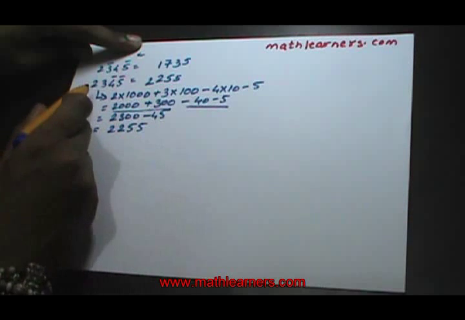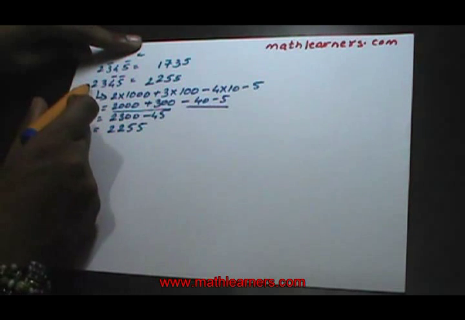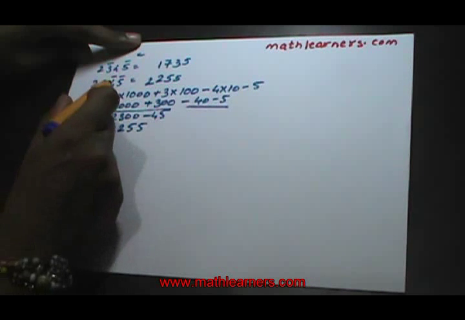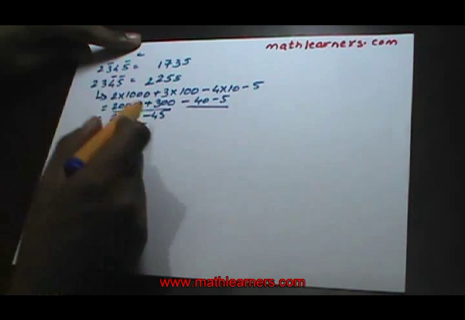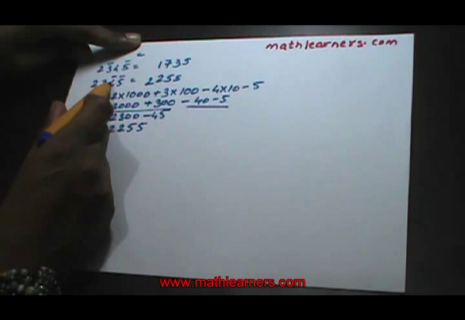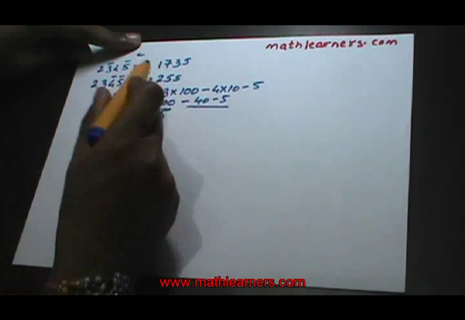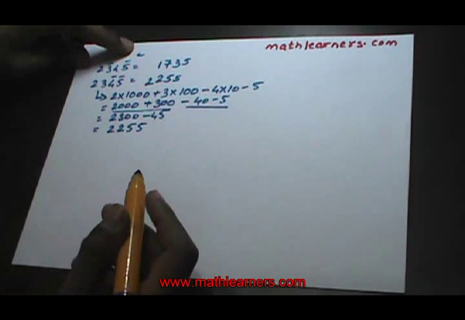So that will be equal to 2255. So what in short we can do, we can consider this 23 as 23,000 and this 4 bar 5 bar as 45, and we can directly subtract 45 from 23,000. So we do not need to apply the process we usually follow.